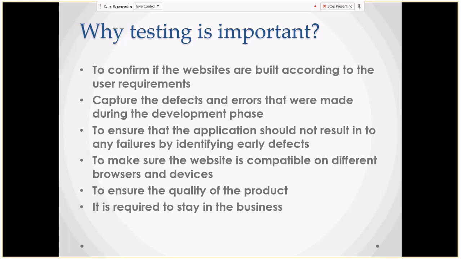Then, to ensure the quality of the product. By doing testing within the sprints and then doing regression testing, we will be finding defects, and then the development team will fix those issues. And eventually the quality of the product will be increased because we are minimizing the defects.